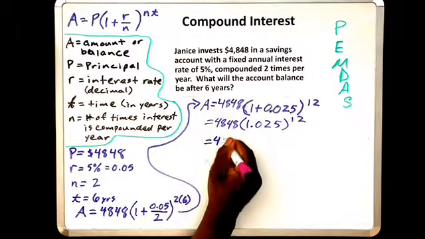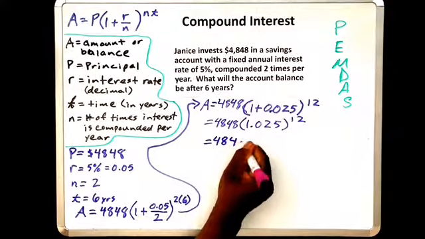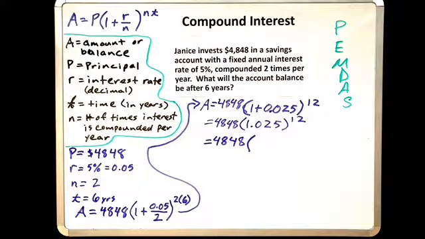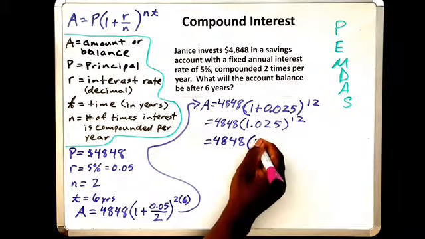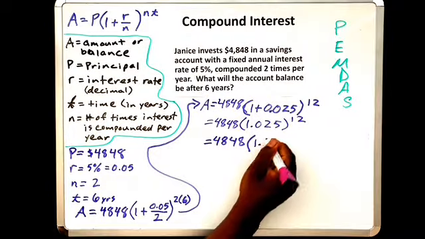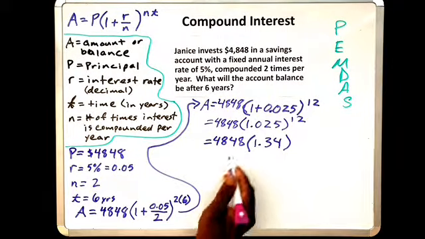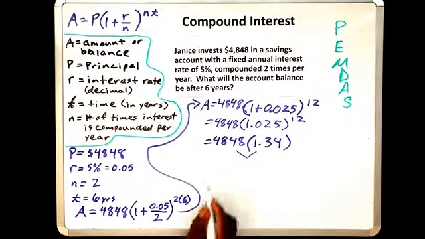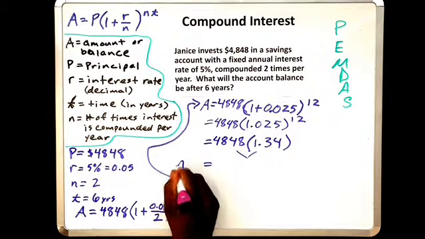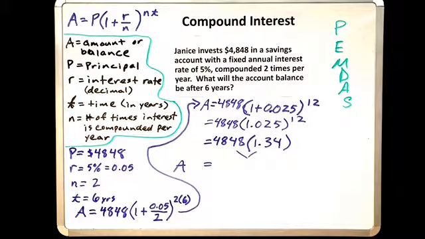So I'm going to bring down the 4,848, and we're going to multiply that times 1.025 to the 12th power. If you do that in your calculator, you get 1.34. Okay? Now we're ready to multiply these two values. 4,848 times 1.34. And then we're going to get our final answer of what will the account balance be after 6 years.